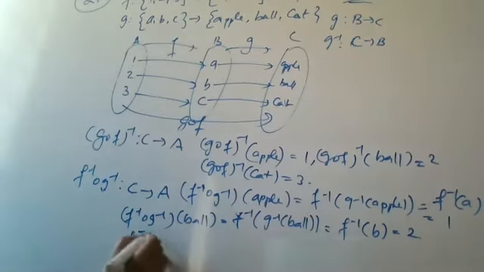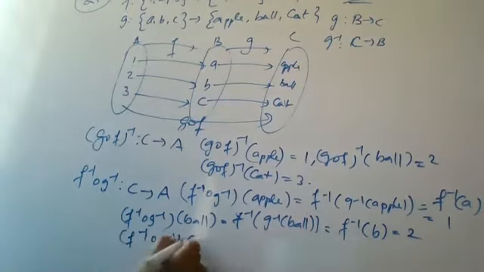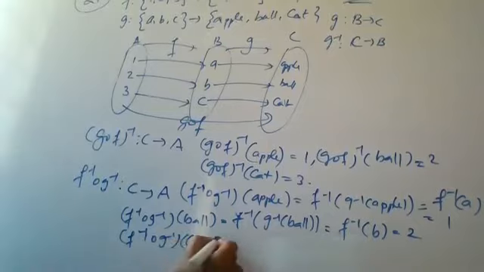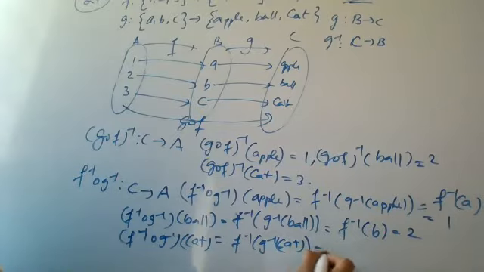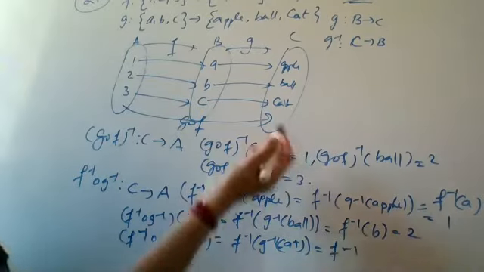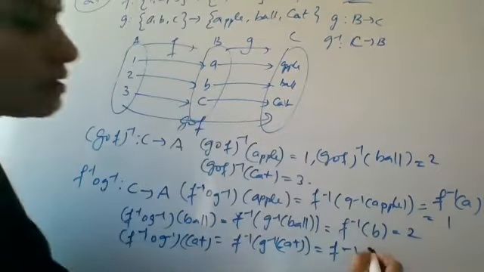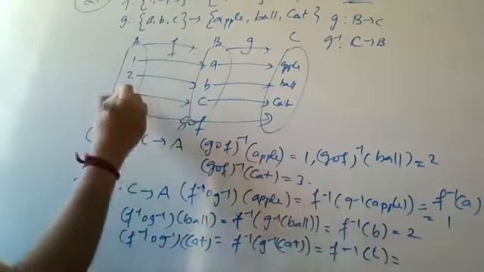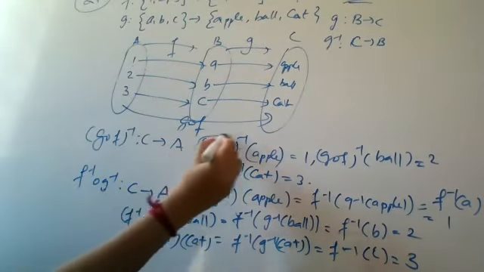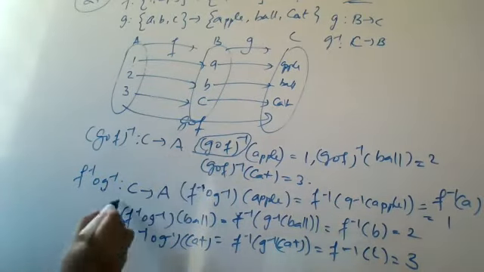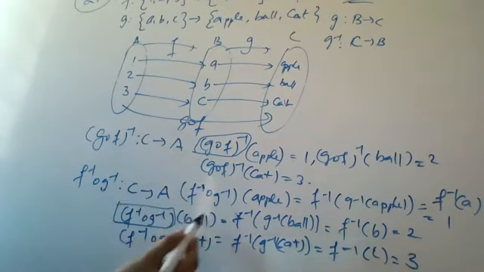Last is your cat, is equal to F inverse of G inverse of cat. Again G inverse of cat will give you, देखो क्या मिलेगा? C. So F inverse of C, and F inverse of C will be 3. So इन दोनों का definition, that is G composition F the whole inverse का और F inverse composition G inverse का जो element आपने लिया है same answer ही दे रहा है.